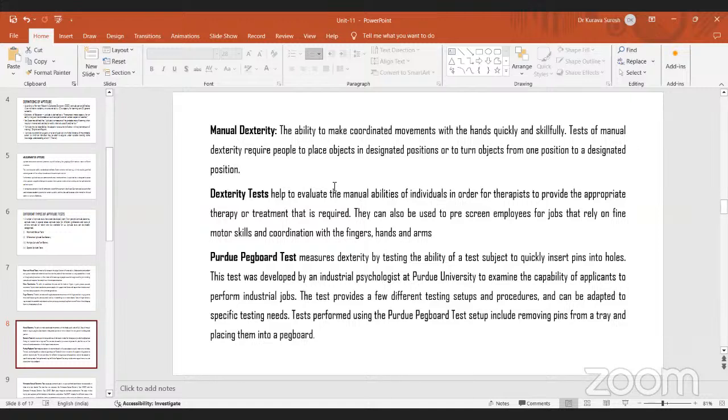Purdue pegboard test. The Purdue pegboard test measures dexterity, the ability of a test subject to quickly insert pins into holes. This was developed by industrial psychology at Purdue University to examine the capacity of applicants to perform industrial jobs. The test provides a few different tests.